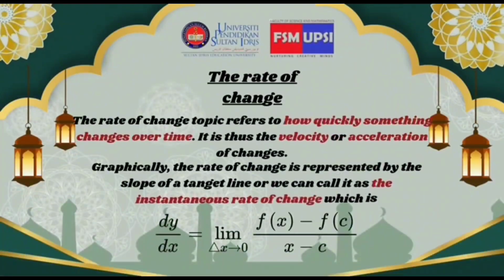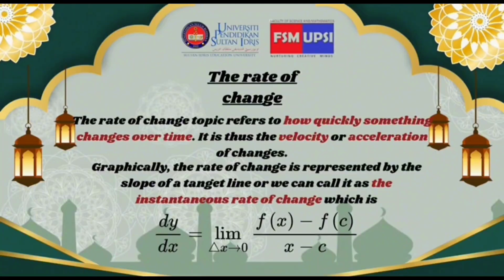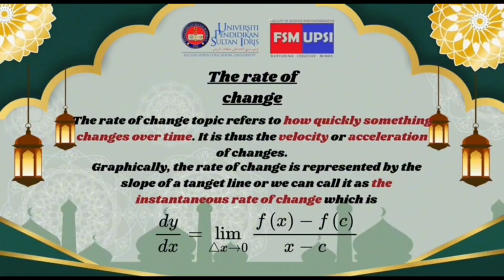Now, I will explain about the application of differentiation in the rate of change topic. What is the rate of change? Basically, the rate of change refers to how quickly something changes over time. It is thus the velocity or acceleration of change. Graphically, the rate of change is represented by the slope of a tangent line, or we can call it the instantaneous rate of change, which is dy per dx equal to the limit of f(x) minus f(c) divided by x minus c as the change of x approaches 0.